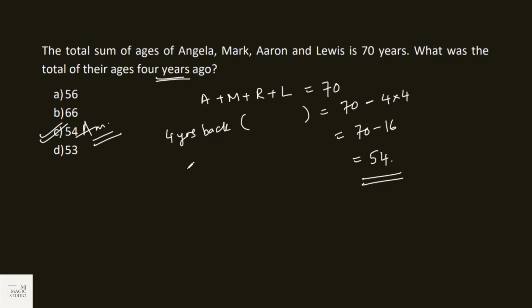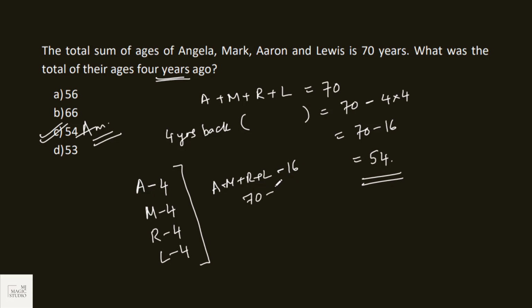Each one of them would be 4 years less than what they currently are. So 4 years ago, Angela's age should be A minus 4. Today's age minus 4. Mark would be M minus 4. R minus 4. L minus 4. We need this total. This is A plus M plus R plus L minus 16. We know this is 70 minus 16. That is 54.